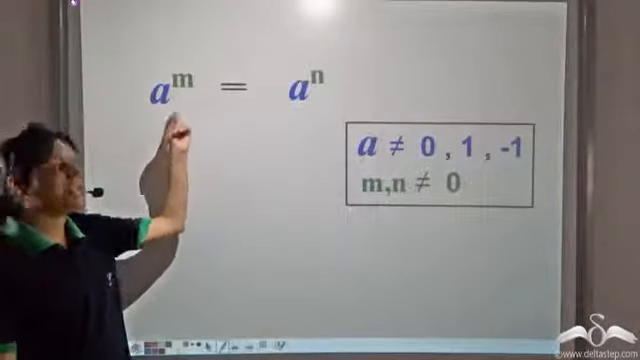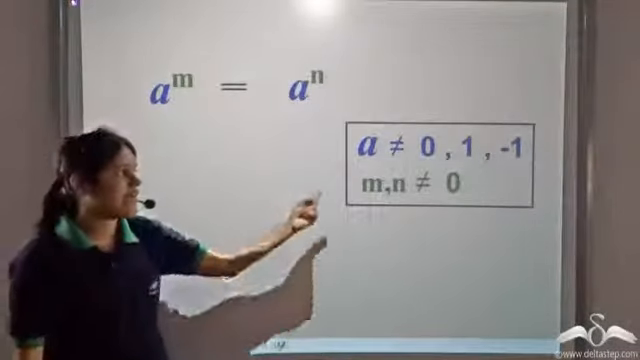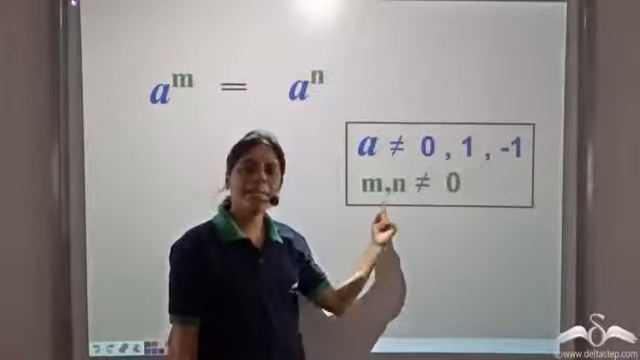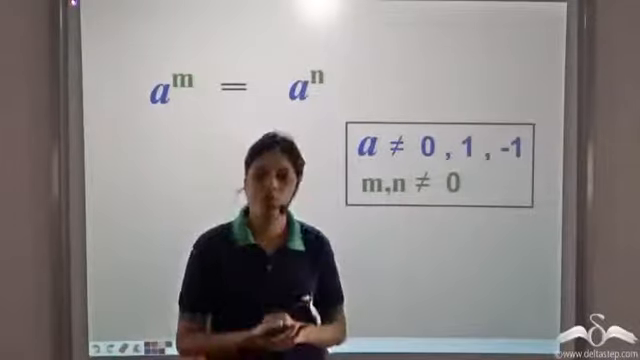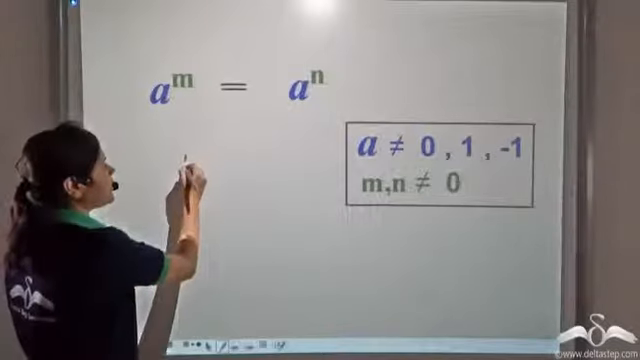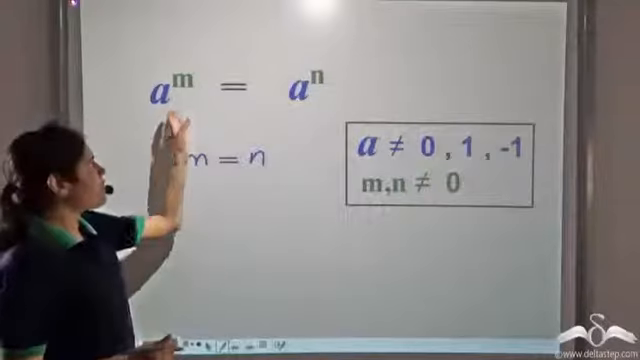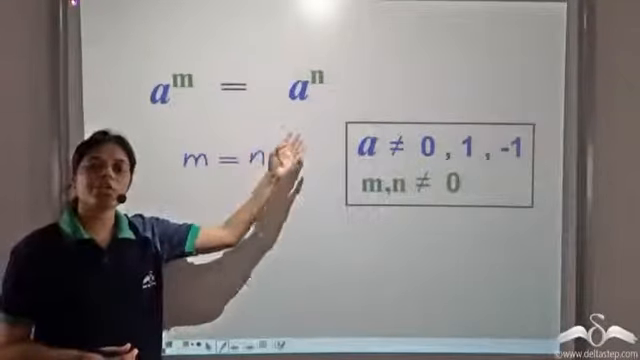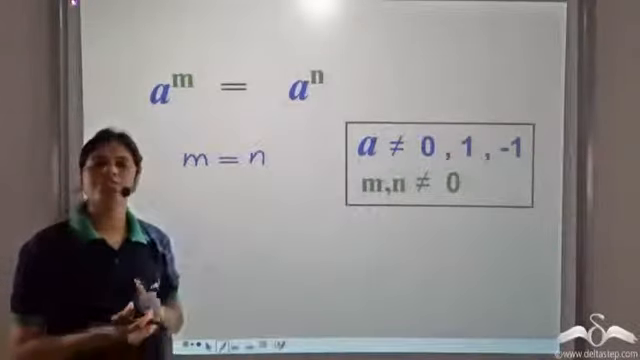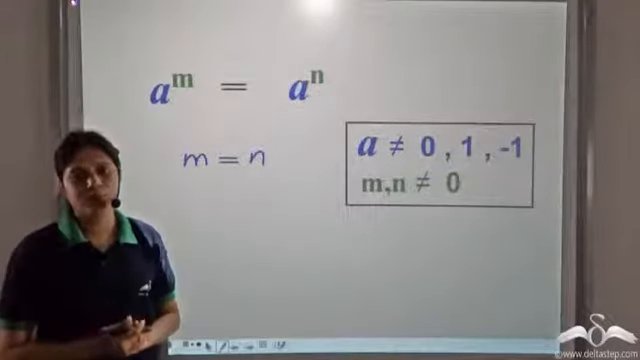We have a to the power m is equal to a to the power n, where a is not equal to 0, 1 or negative 1, and m and n are not equal to 0. Whenever we have an equation of this form, we can say that m is equal to n. That is, whenever we have two exponential numbers which are equal and the base is the same, with these conditions being satisfied, we can say that exponents are equal.